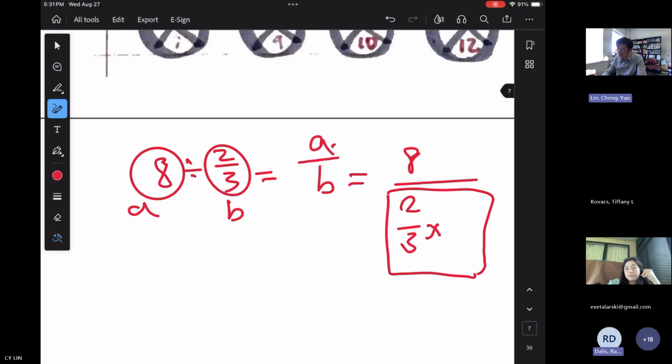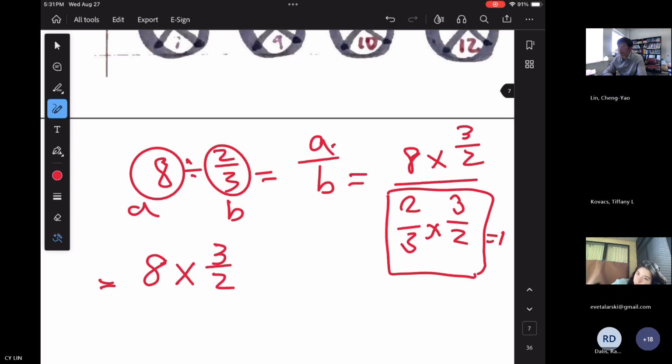But look, if you want to times, you can make this as 1. If I times the inverse, and then I make this as 1, and then at the same time, I need to times the 3 over 2. And this one is equal to 1. So that's why we change it into multiplication. Does that make sense to you? Okay.